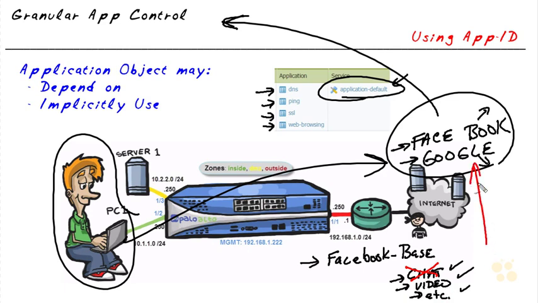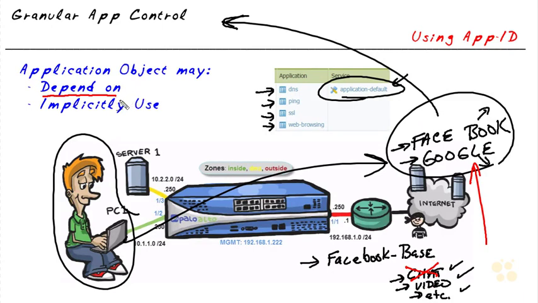There's an application object called Google-base, which gives basic access for Google services, but at the same time, not all the apps below it. For example, Google Calendar and so forth. Now, inside an application object, it may depend on some other application being permitted for the application object to work. For example, if we want Facebook chat to be enabled, that's going to depend on Facebook-base to also be allowed. That would be a dependency.